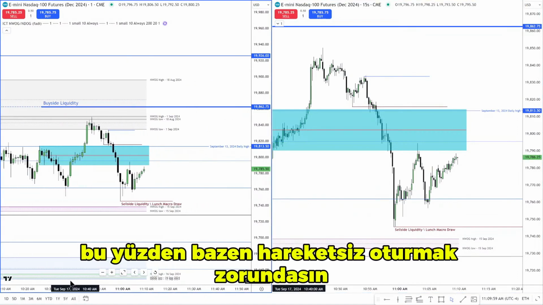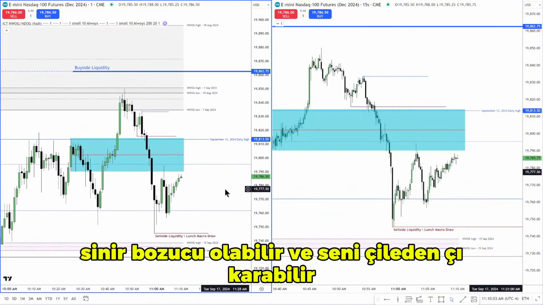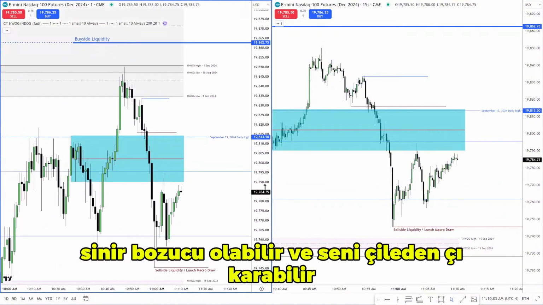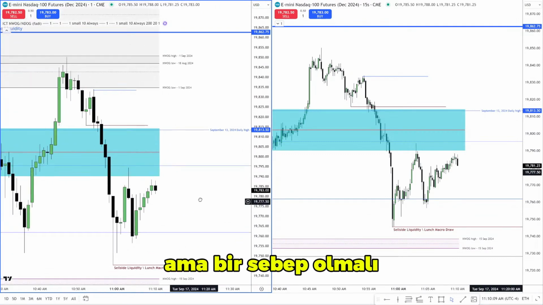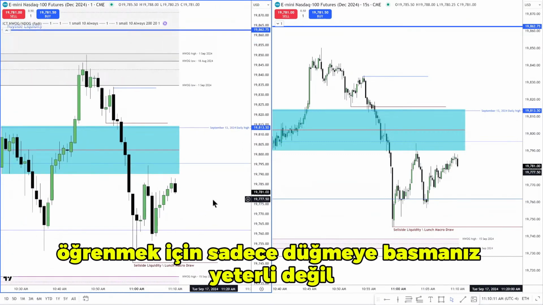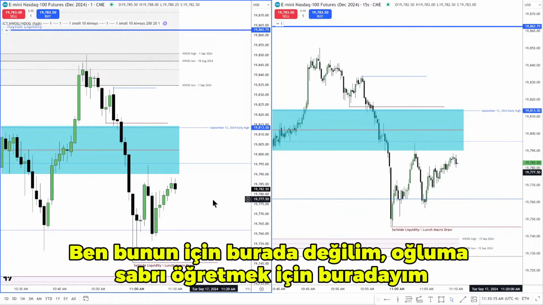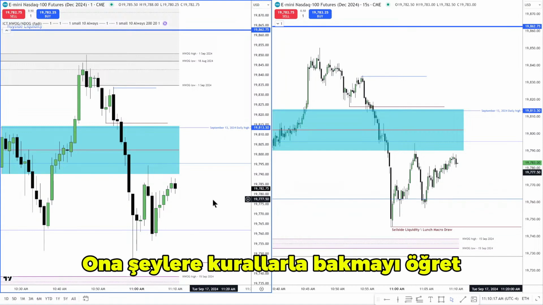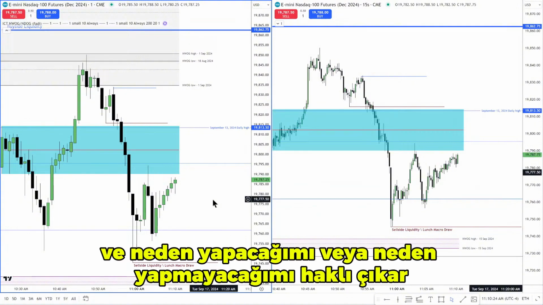So you have to sit still sometimes. And if you don't know what you're looking for, it could be frustrating and just drive you nuts. But there has to be some reason why you're taking the trade. You can't just simply push the button to find out. I'm not here for that. I'm here to teach my son patience, teach him to look at things with rules, frame the probabilities, and justify why I will or why I won't.